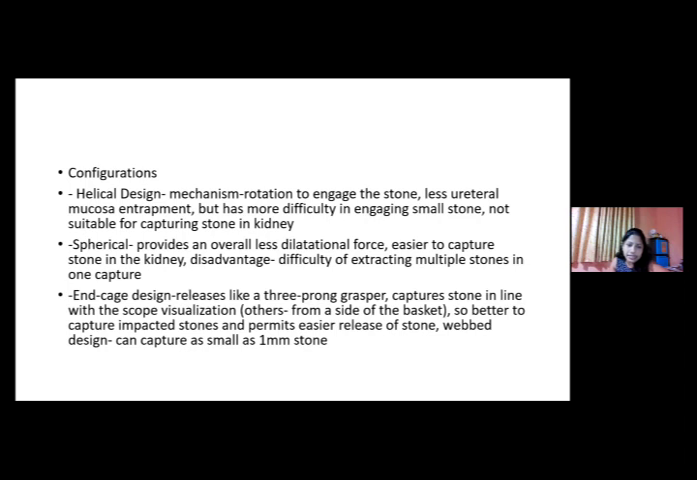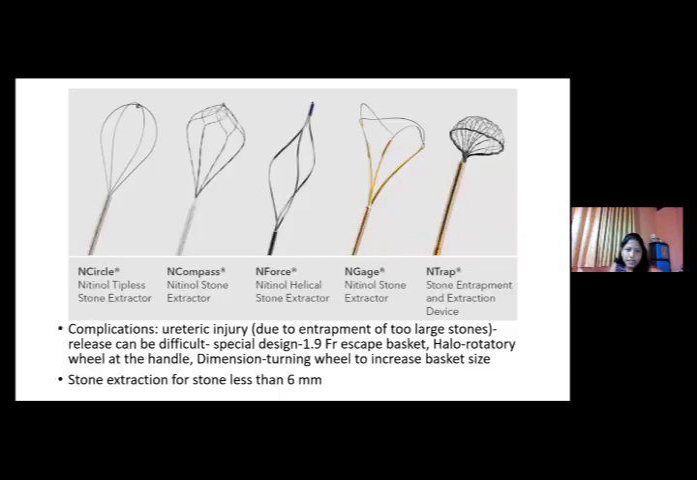When we open the N-cage design, it releases like a three-prong grasper. So we can capture more stones, and unlike other graspers, we can catch the stone from the front view. If the stone is impacted in the ureter mucosa where we will not have enough space, we can use this kind of grasper. Also, because of its design, it can capture small stones as well. So these are the various designs.